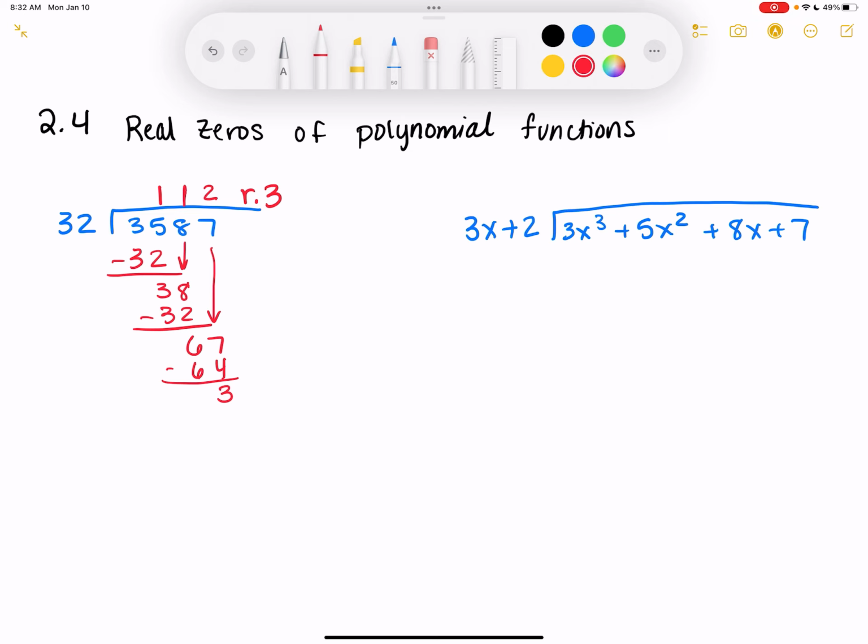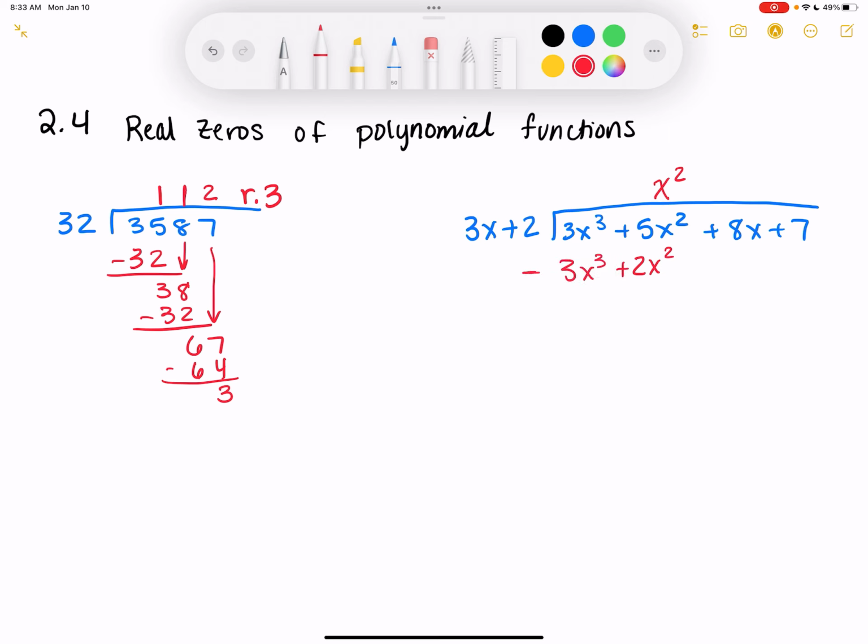All right, so what we're going to do is we're looking at this biggest x value here, and we've got to cancel out this biggest x value. So what do I need to multiply 3x by to give me 3x cubed? X squared. So since it's an x squared, it's going over top of the x squared term. So 2x squared and 3x cubed.